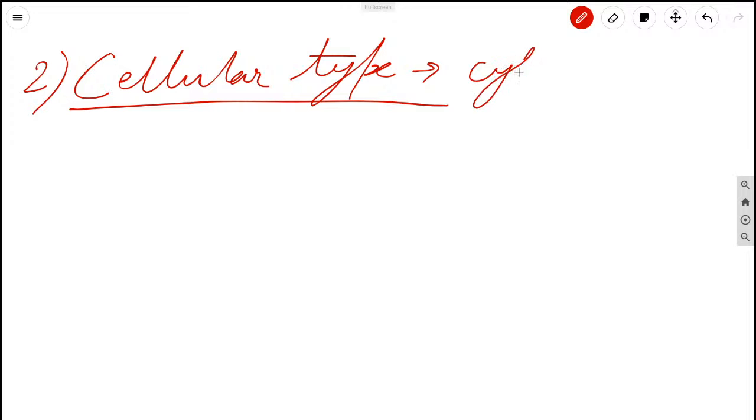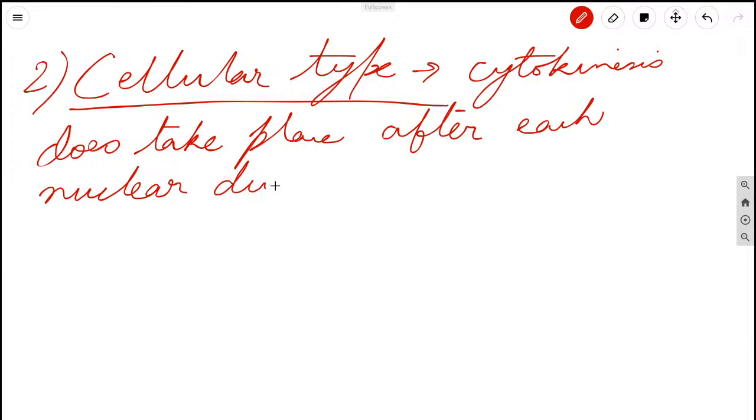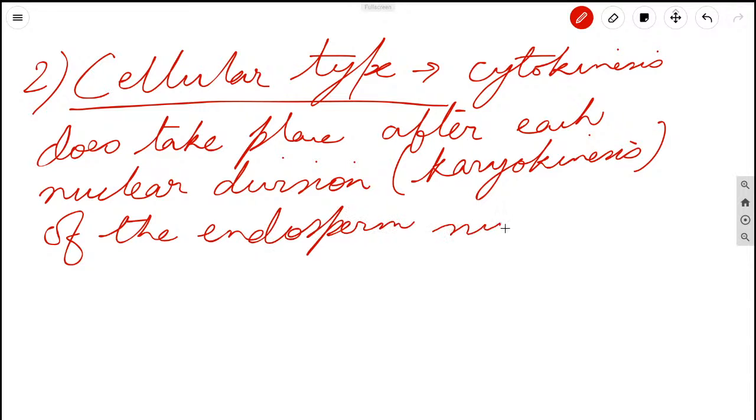Okay, so cytokinesis does take place after each nuclear division, in bracket karyokinesis, of or pertaining to the endosperm nucleus. It all starts from PEN, right?